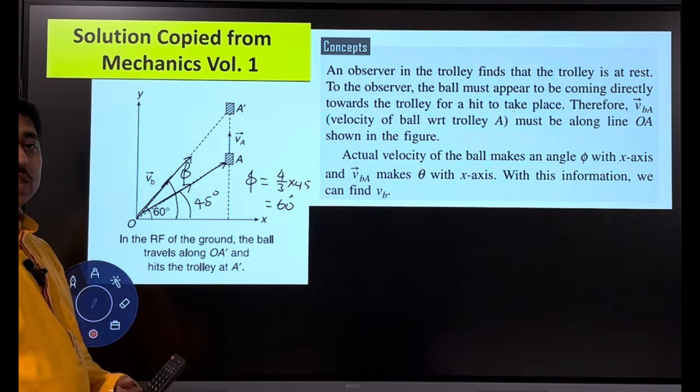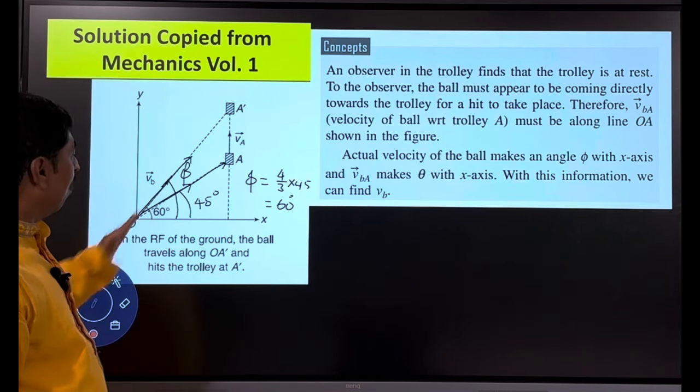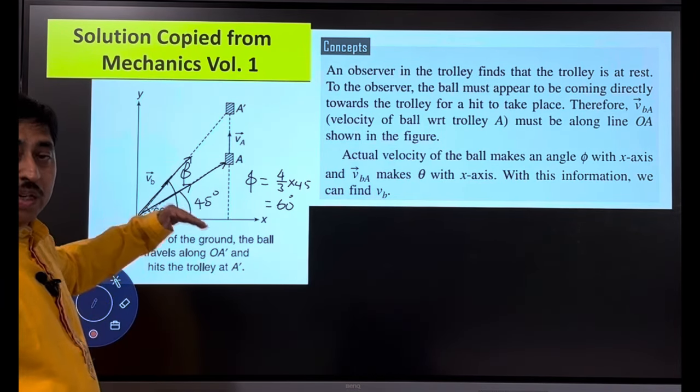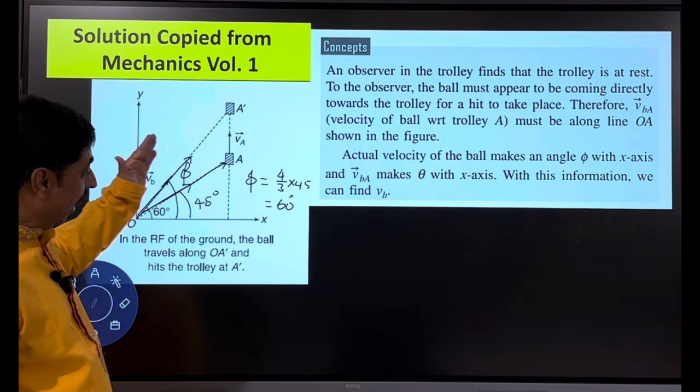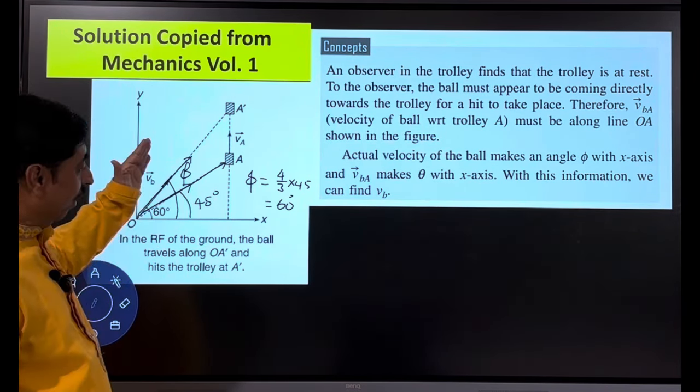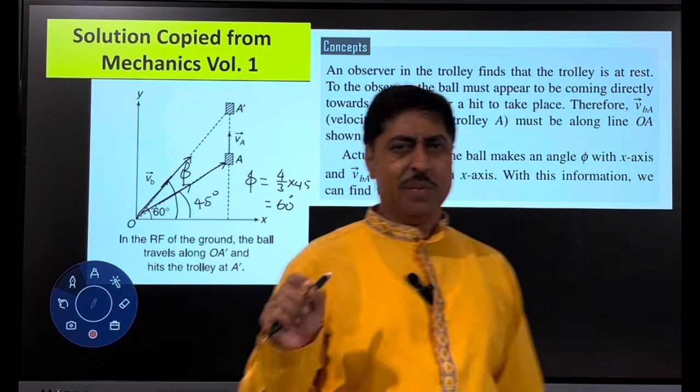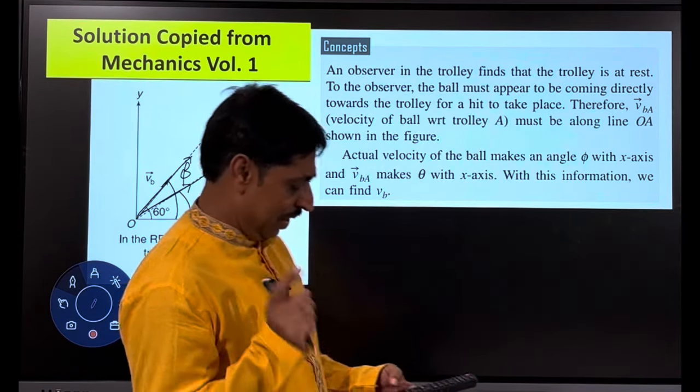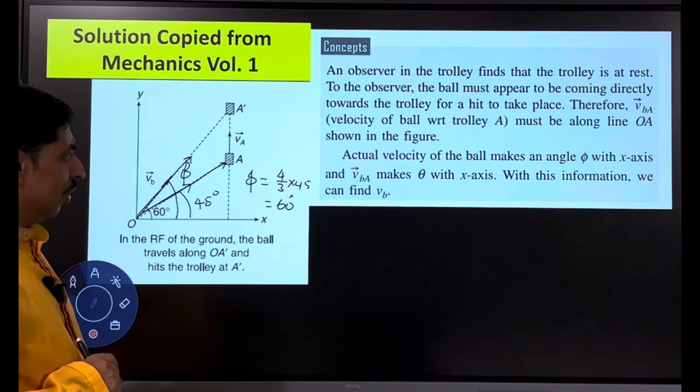So the question actually says that in the reference frame of the ground, the ball has been projected, the ball has been rolled, making an angle of 60 degrees with the x-axis. Whereas in the reference frame of the trolley, it must be moving in a direction making an angle of 45 degrees with the x-axis. I hope all of you have understood this.